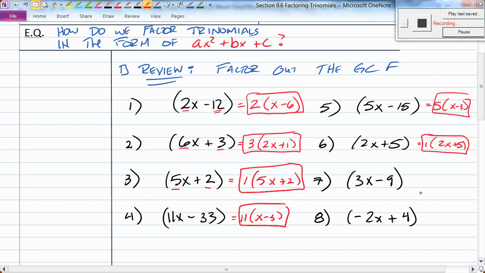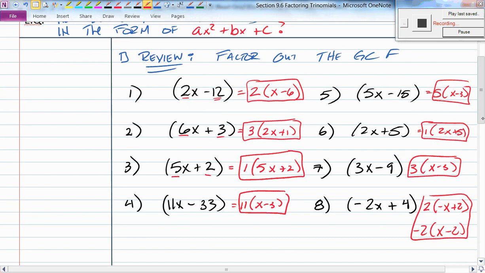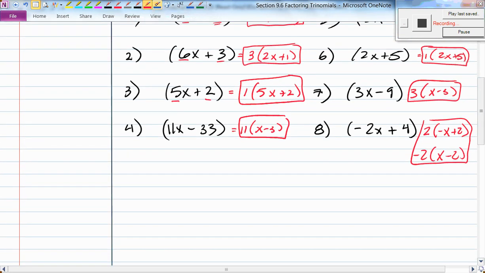Number 7. Anybody got anything? Yes, sir. 3. Yep. x minus 3. Very good. And number 8. Anybody got anything for number 8? Someone different? Now, there's a negative sign, but don't let that fool you. What do you think? Negative x plus 2. You could have that, or you could have a negative 2 and an x minus 2. Both of those are equivalent. You can have either one of those. All right? Okay, now, everybody got that down for the first part?